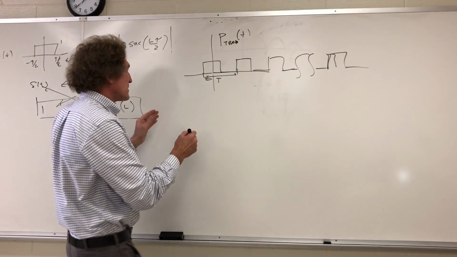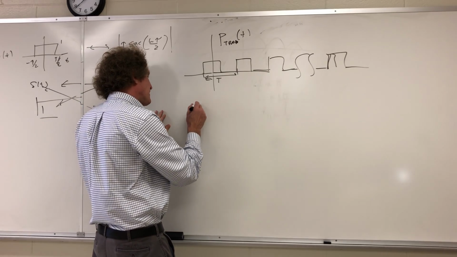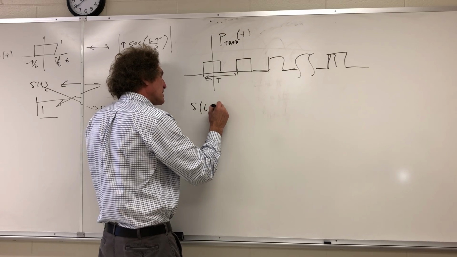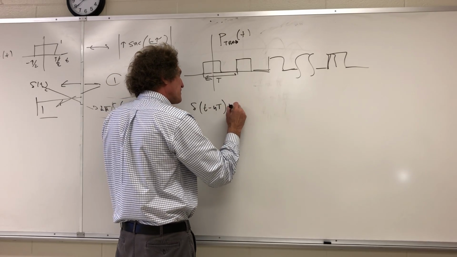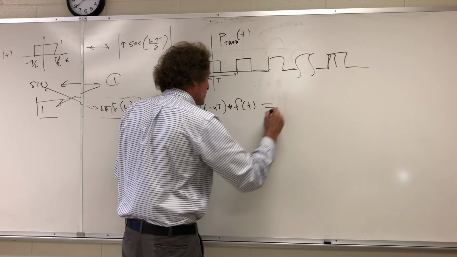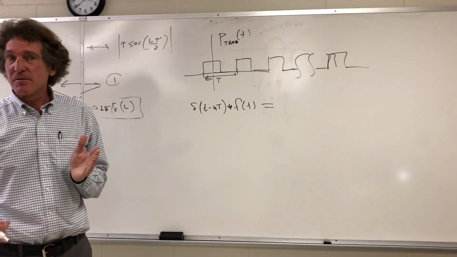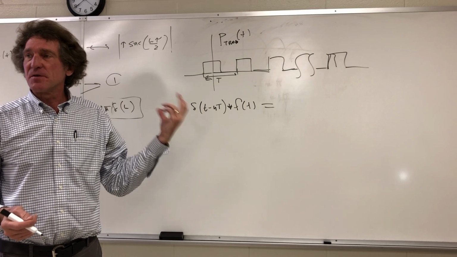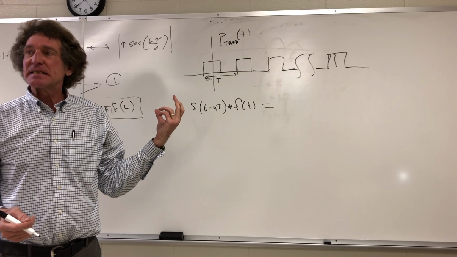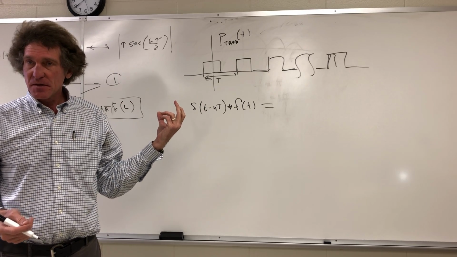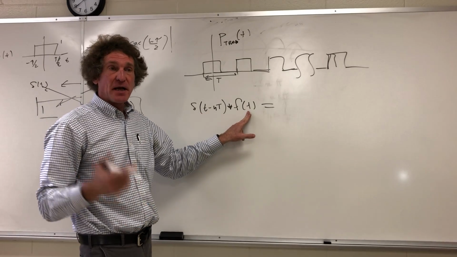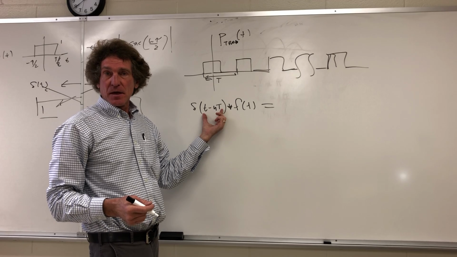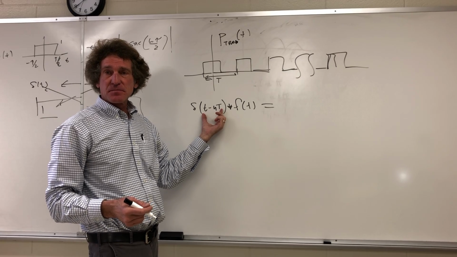So what I have to do is explain one thing. If I have delta of t minus nT, and I convolve it with a function f of t, what do I get? We could do the convolution if you want. What is a delta function? What's the one single thing a delta function always does? It sifts, right? It sifts the function next to it at the point where it turns on or goes to infinity, correct, class?